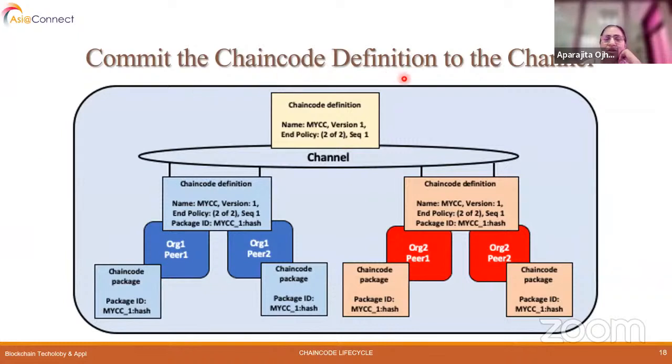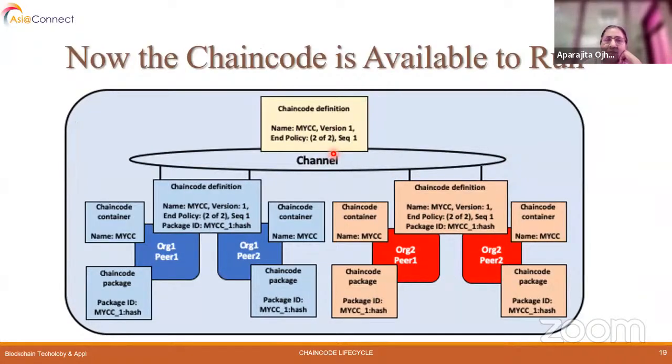The chain code definition is committed to the channel. So one is packaging and then installing. After installation, this package ID will be created. And then finally, it will be committed to the channel because both of them agree, both the organization members agree. So it will be committed to the channel. The moment it is committed to the channel, it becomes available. The chain code becomes available for running an application.